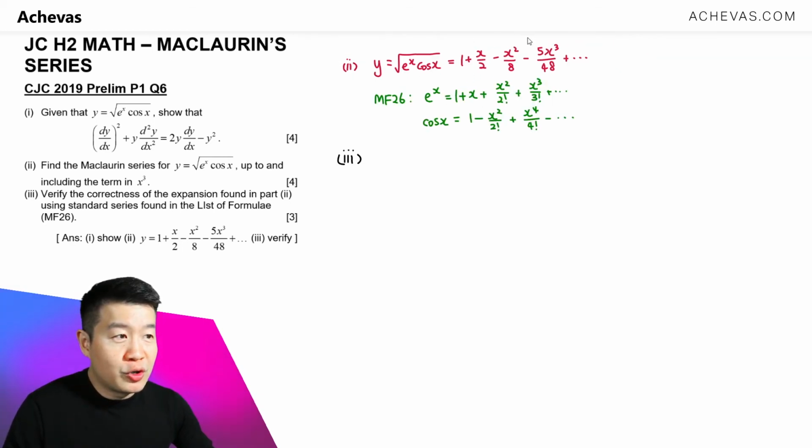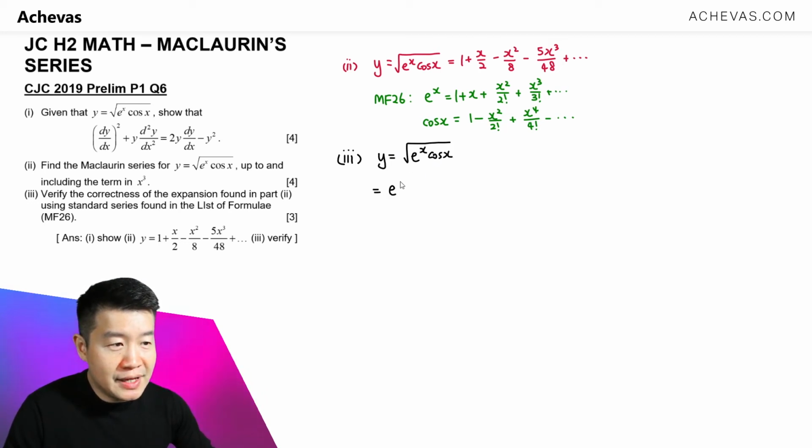And in part 3, we are going to try to get this, but instead of doing all the multiple differentiation, we are going to try to make use of formulas that we have in our formula sheet. So for y, which is equal to square root of e to the power of x cosine x, I am going to rewrite this as e to the power of x over 2, then a cosine x to the power of half. And the reason is because e to the power of x over 2 can be expanded by making use of this from my formula sheet.